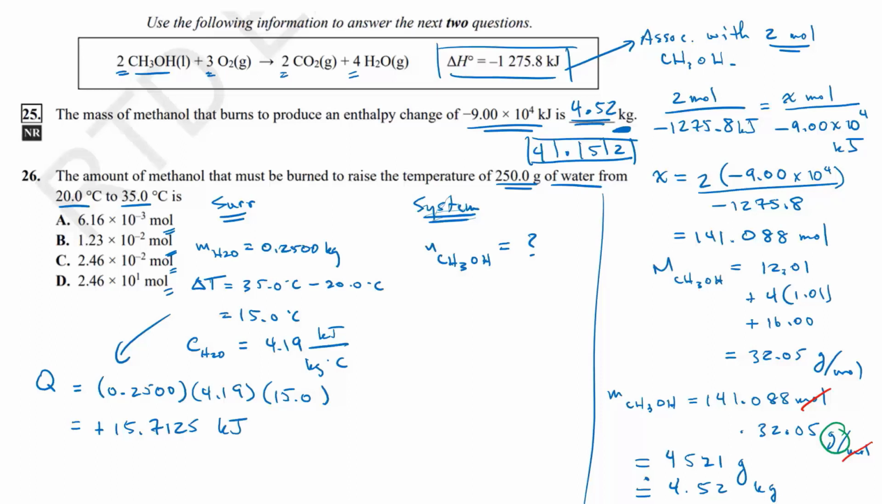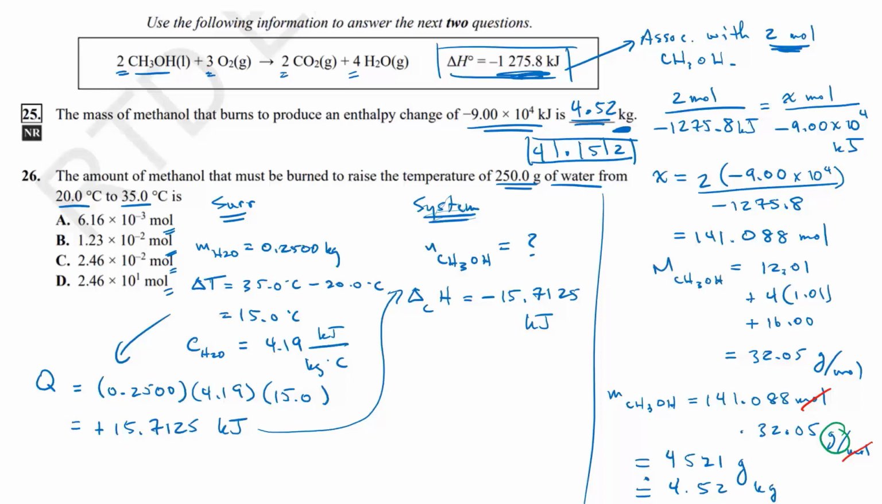We also know that the delta H for this scenario, and it's a delta H for combustion, is going to be the negative version of this. So it's negative 15.7125 kilojoules. Okay, so here's the thing. We know that this many kilojoules goes with this many moles. Once again, we could set up a comparative ratio.